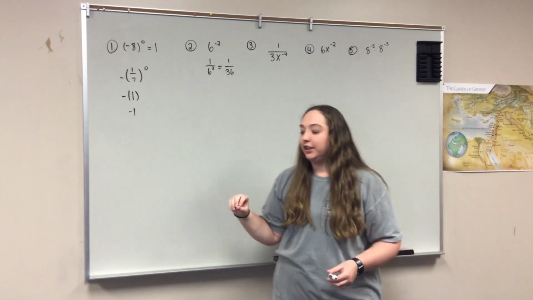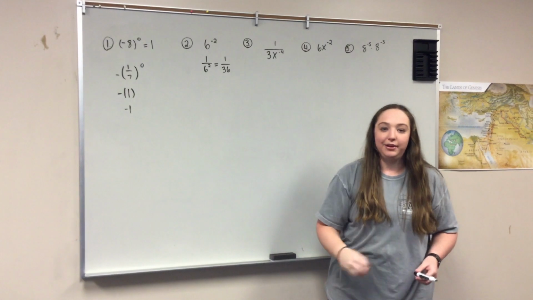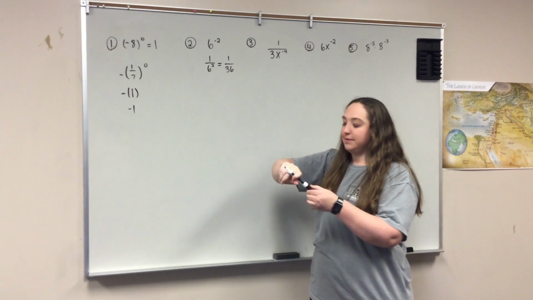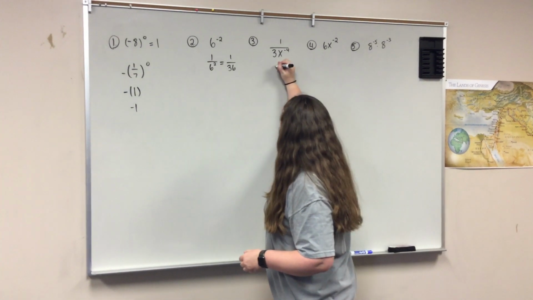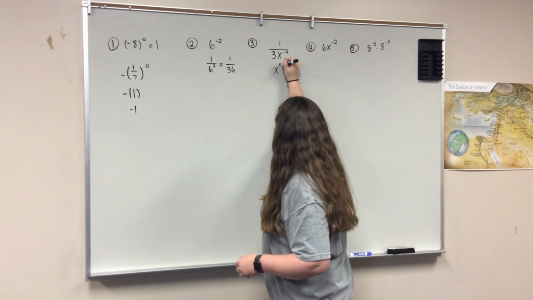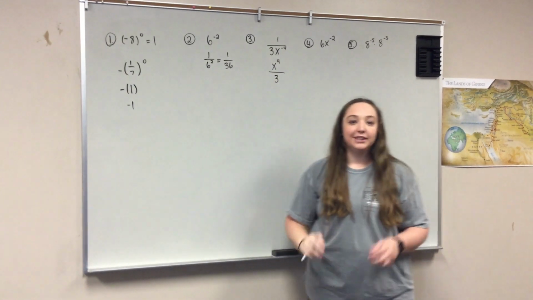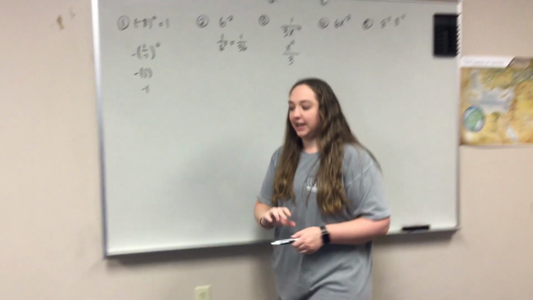So we want to make sure that we're writing this without any negative exponents. So this is in the denominator, so we need to move it up to the numerator to make it positive. So we're only going to move the x raised to the 4th power. We're going to leave the 3 on the bottom because there's not a negative exponent with that 3.